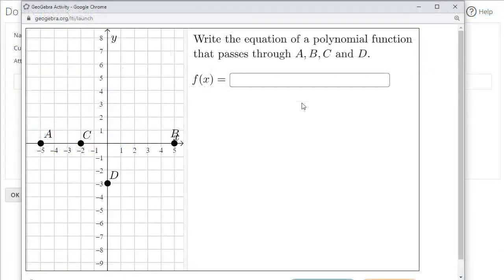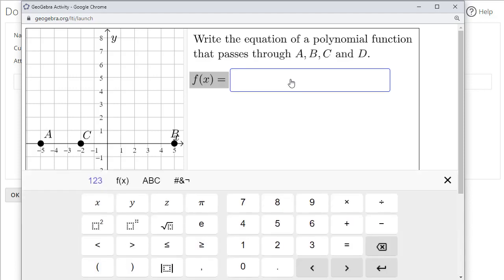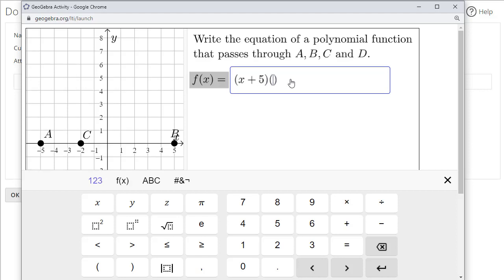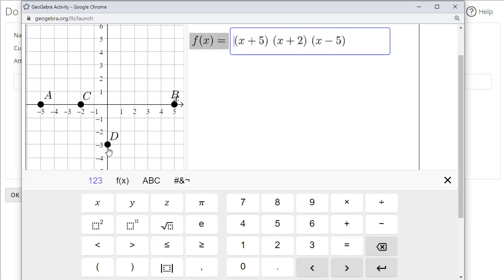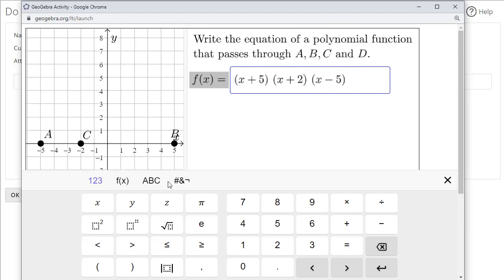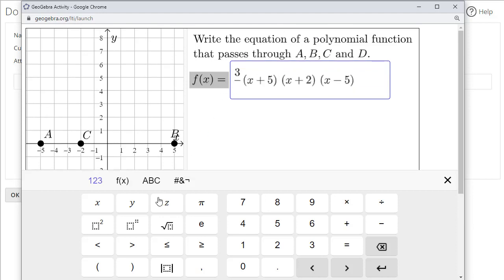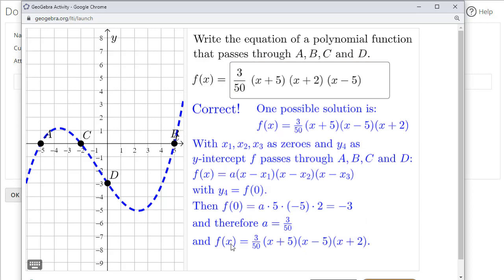Lastly, I'd like to share some really cool GeoGebra questions that are making their way to many MyLab courses. Here, students are given points from a polynomial function and asked to identify the polynomial function. So we have a 0 of -5, a 0 of -2, and a 0 of 5. The product of the constants will be -50, but our y-intercept is -3, which means we need a fraction of 3 over 50. It's a very cool dynamic question that the students are answering based on the points of the graph.